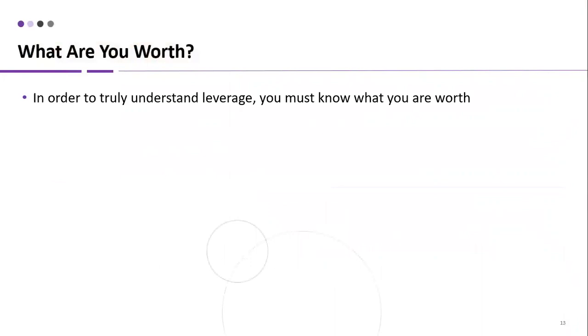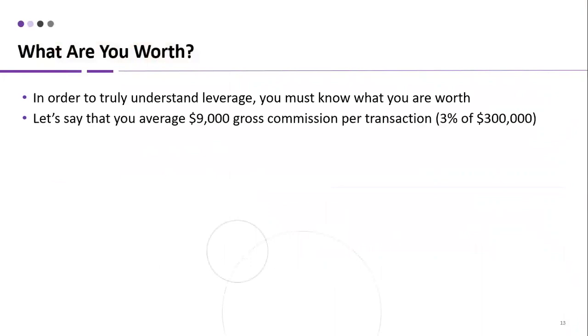I find that most agents have no idea what they're worth. So you have to know what you're worth per hour. Just to put some numbers to this, and obviously it's going to be different for every one of you based on your average sales prices and where you're located, let's say that an average transaction for you is a $300,000 sales price and you're earning 3% on that. If that's the case, then you're generating $9,000 on average gross commission per transaction. Obviously some transactions are going to be more, some are going to be less, but just for the sake of example, let's stick with that number.